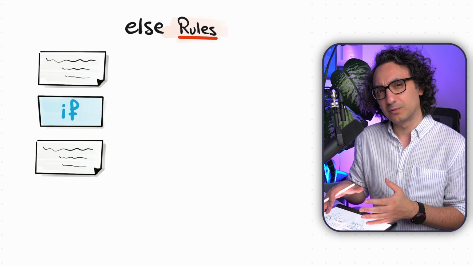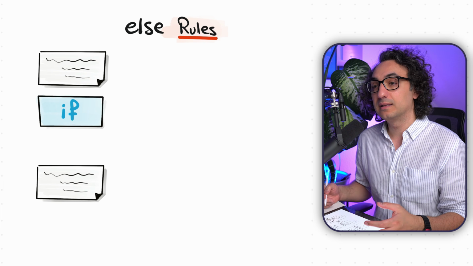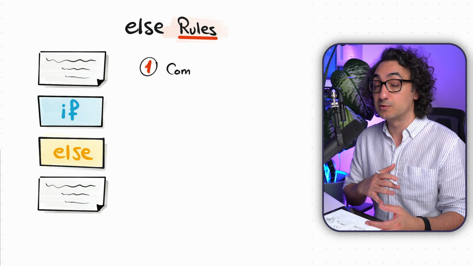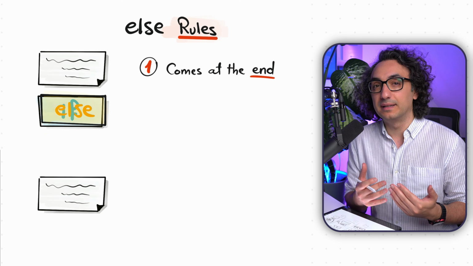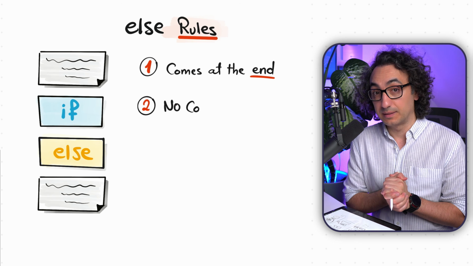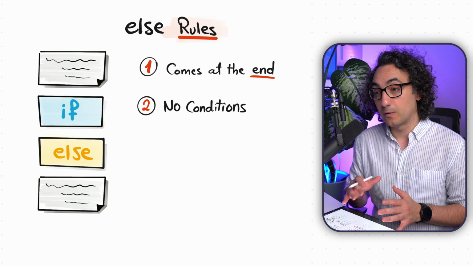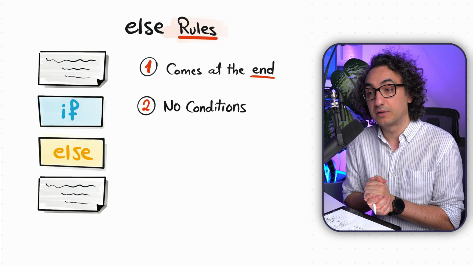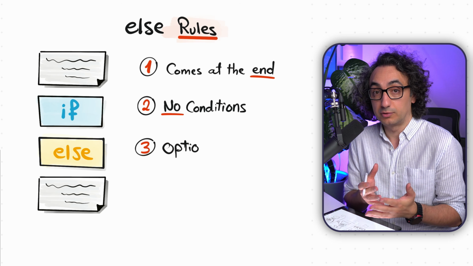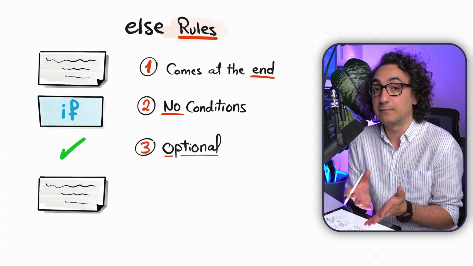Okay, so now let's check the rules for the else statements. Well, first it must come at the end. It is always the last thing that can happen inside our chain. And it's very important, it does not contain any conditions. So it's not like the if or the else if statements. So nothing to be checked. It is optional, so you can go and skip it. You don't always have to have an else.